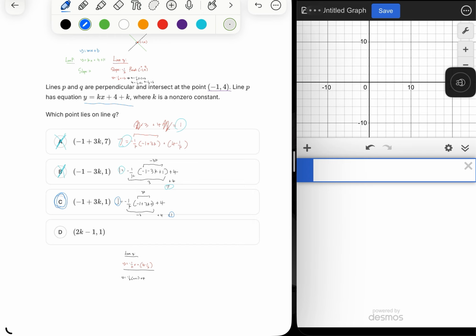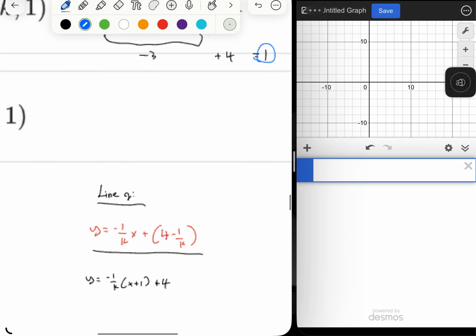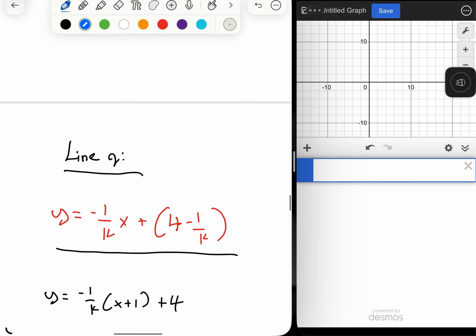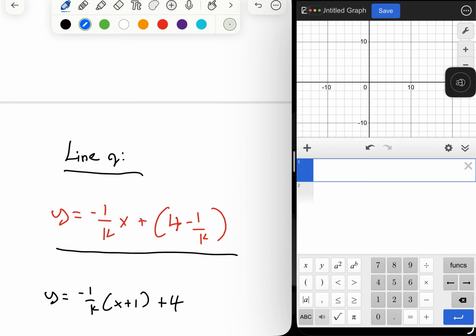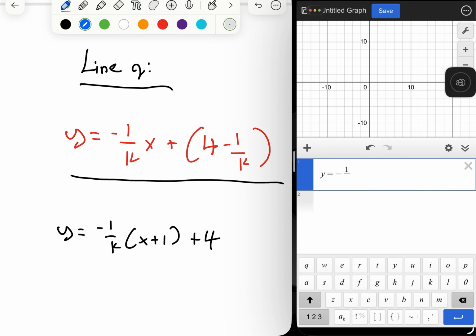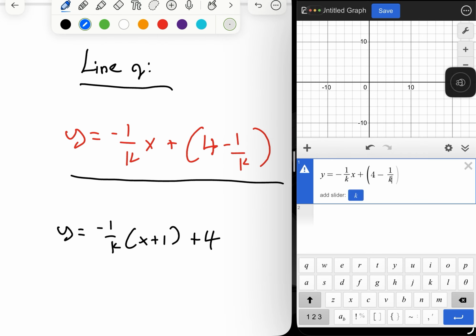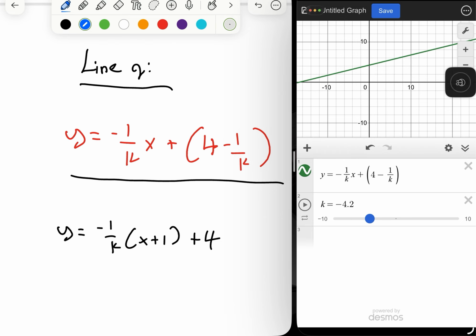But now I'm going to show you another way of doing this using Desmos. So now, let's say you're doing this problem and you're at this step. You found the equation of line Q. So what I would actually do is type that equation into Desmos. So y equals, and I'm going to use this one actually, the first one. So negative 1 over k times x plus 4 minus 1 over k.